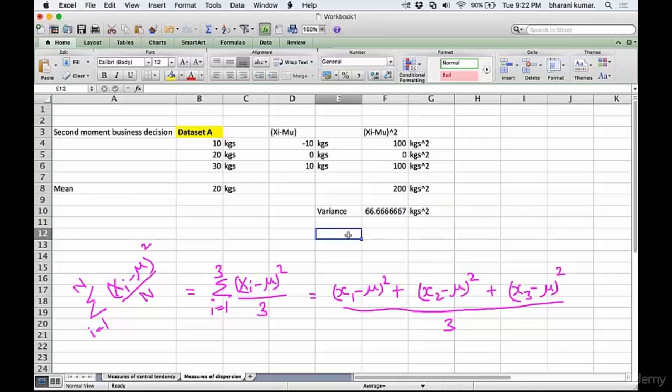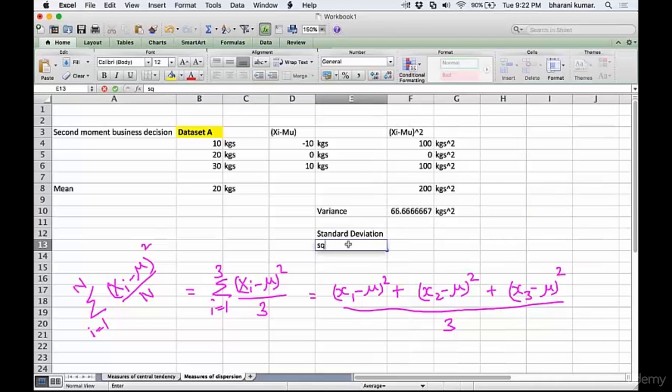Hence, statisticians have come to our rescue yet again by coming up with a new measure called standard deviation. And standard deviation is nothing but square root of variance. You have the variance here. If you simply take a square root of that, you get standard deviation. So let me take a square root. This is a function for square root in Excel. The value happens to be 8.16, and if you take the square root of kgs square, you'll get kgs.